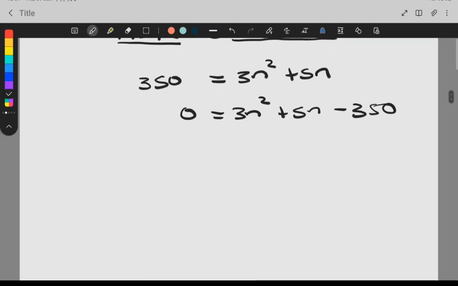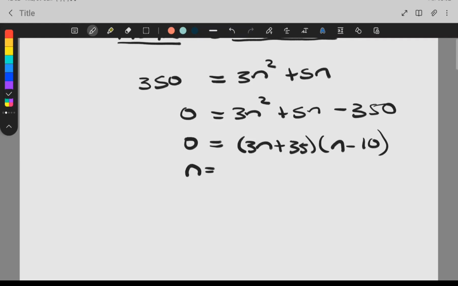As you can see, we can factorize or use the quadratic formula. I'm going to factorize. So it's 3n and n, and it is 35 and 10. 35 gets the plus and 10 gets the minus. So therefore n is a negative 35 over 3 or a positive 10. Grade 12, remember, n can never be a decimal or a negative. So I have to cancel this because n refers to a position. Therefore, the answer is n is 10.